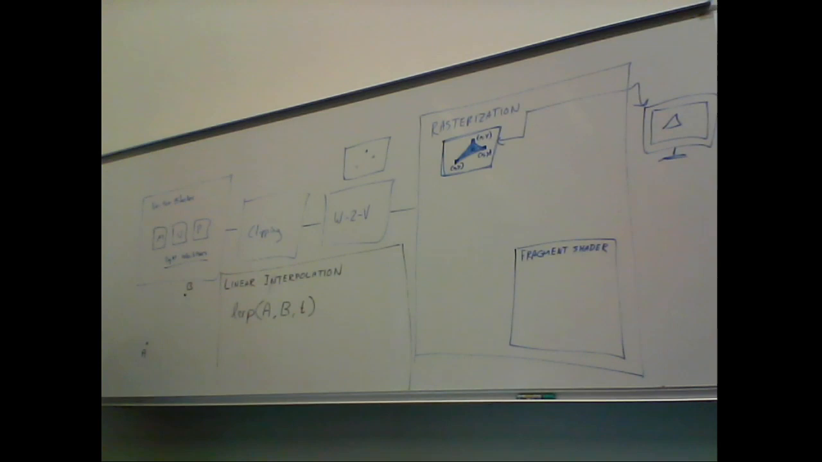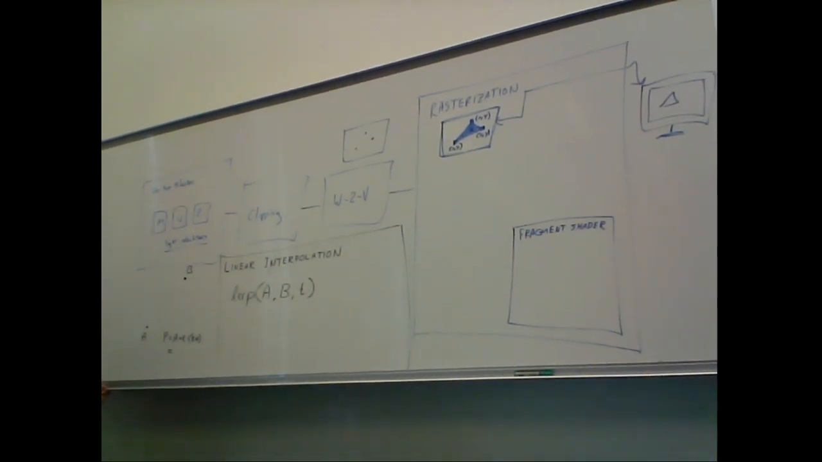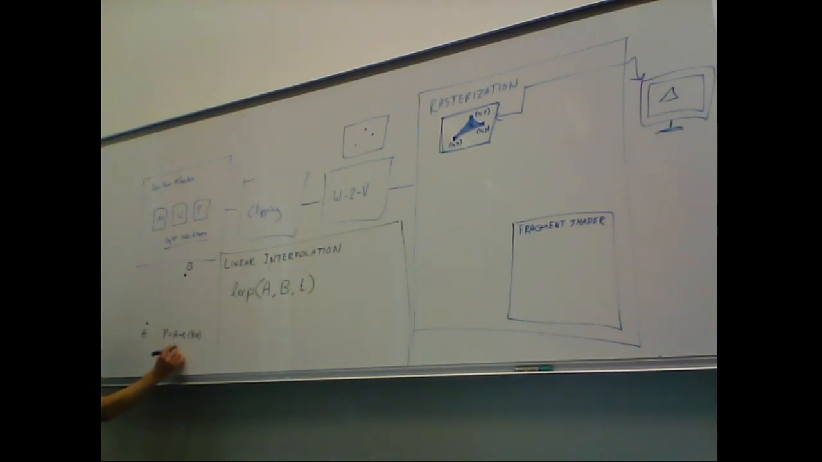So I could say P equals A plus T times B minus A. Basically that. I can also rearrange this and say it can be 1 minus T times A, because here I have 1 times A, and here I have minus A times T. That's 1 minus T times A plus T times B.